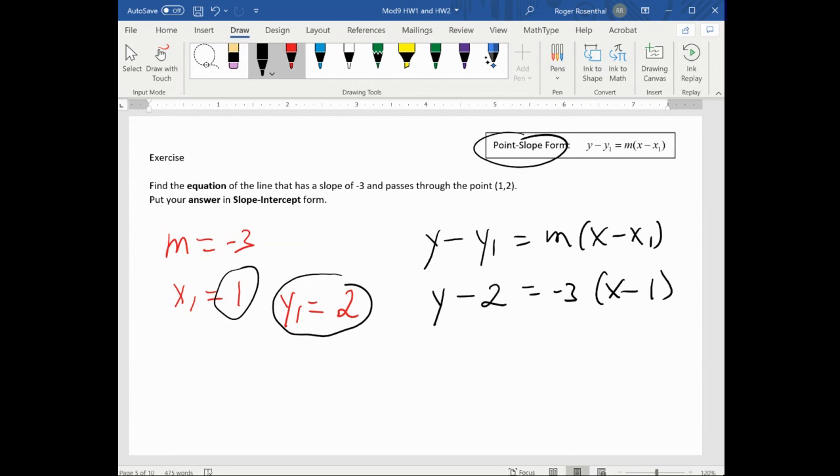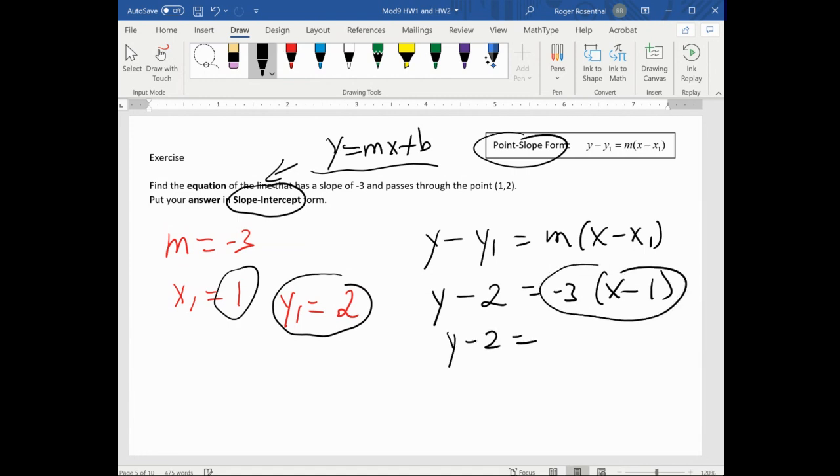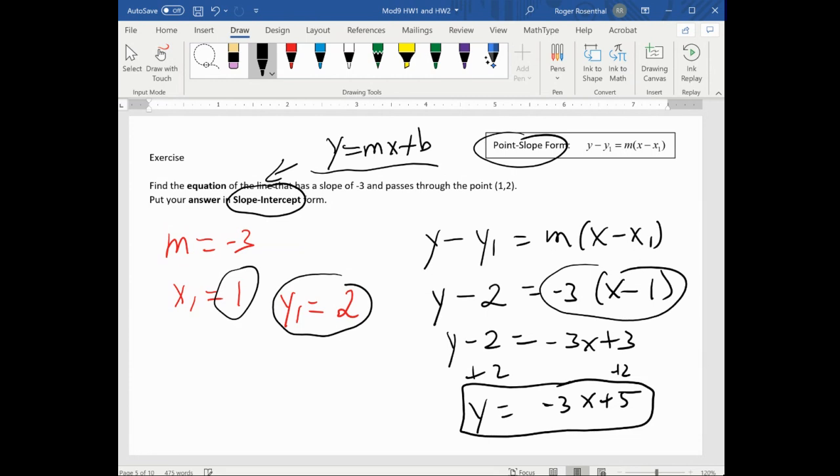We're done. We're going to write it in slope-intercept form only because the problem says to do so. This, I remind you, is slope-intercept form, y equals mx plus b. To do that, you just follow the following steps. So we'll distribute the -3, getting -3x plus 3. We'll add 2 to both sides, and that will give us y equals -3x plus 5. And that is the answer to the question.